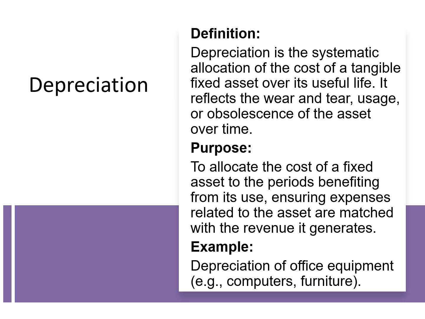Next up is depreciation. Depreciation is the systematic allocation of the cost of fixed assets over their useful life. It reflects the wear and tear, usage, or obsolescence of an asset over time. Depreciation ensures that the cost of an asset is matched with the revenues it helps to generate during its useful life.